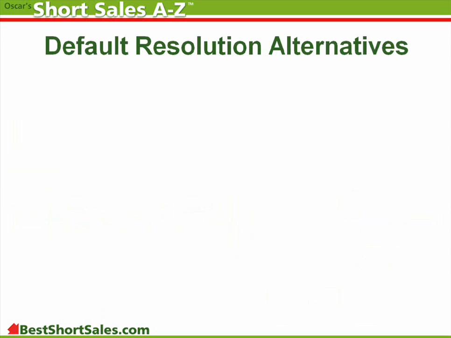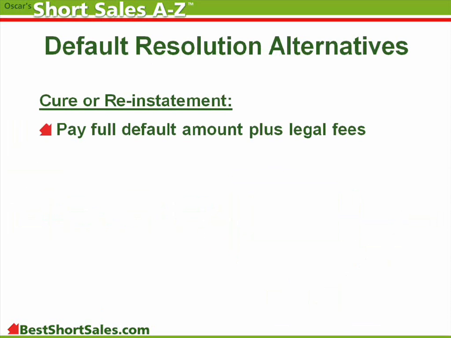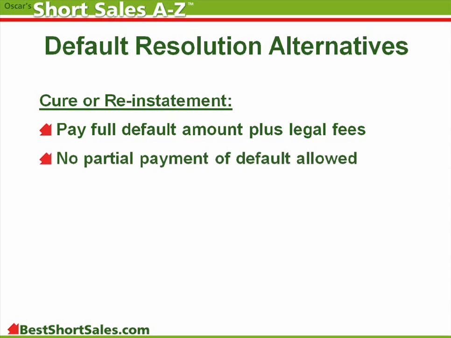Default resolution alternatives. Cure or reinstatement. By far, the best avenue for preventing foreclosure is the cure or reinstatement of the loan. For this, the homeowner will have to pay the creditor the complete amount of the default plus all legal expenses. No partial payments of the default will be allowed.